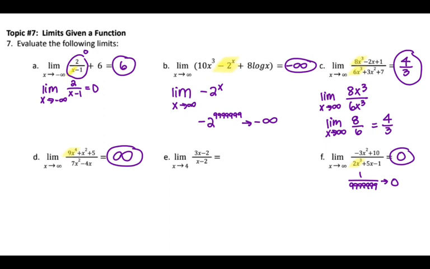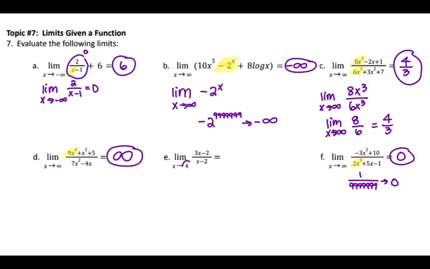If it's not a rational function, so that's this right here, look for your dominant term and just see where that dominant term is heading towards. So negative 2 to the x, if I were to plug in a really, really large number, that would head towards negative infinity. All right, this last one is asking for the limit as x approaches 4.